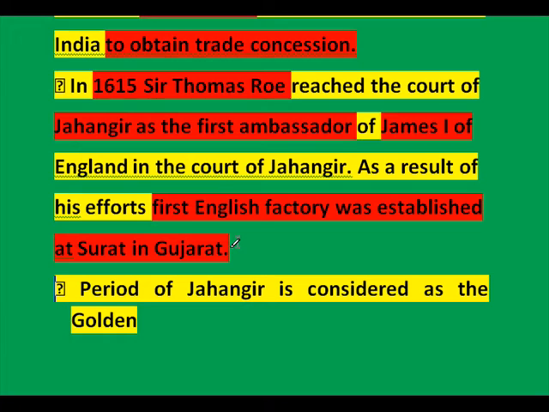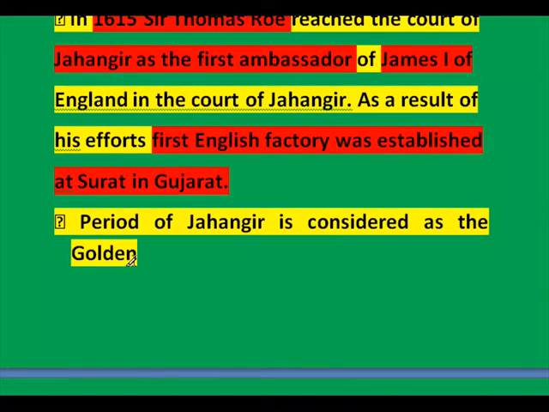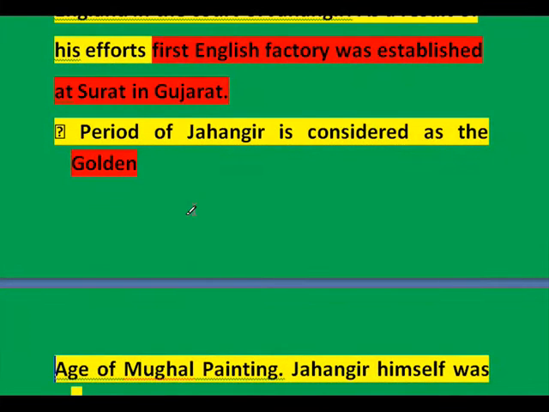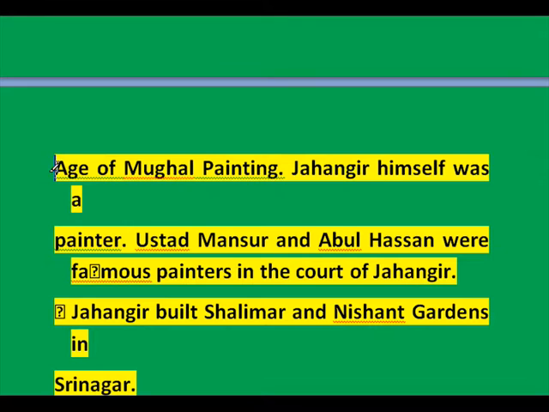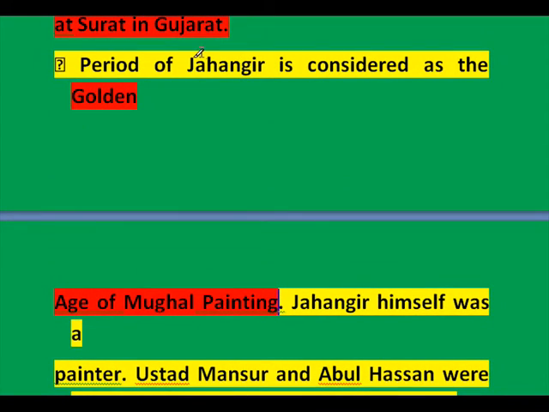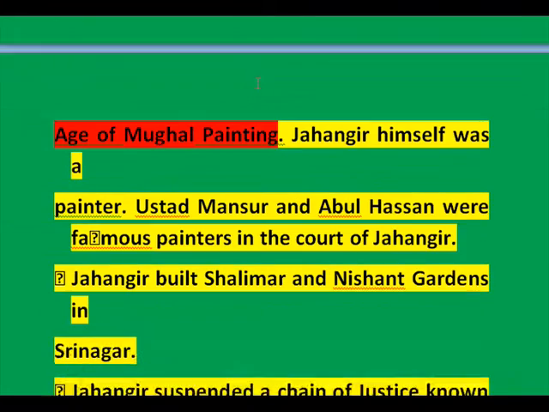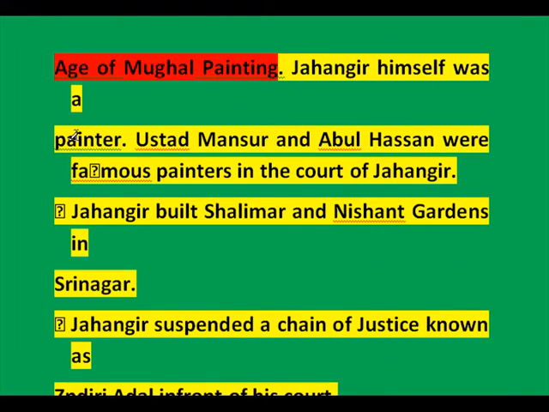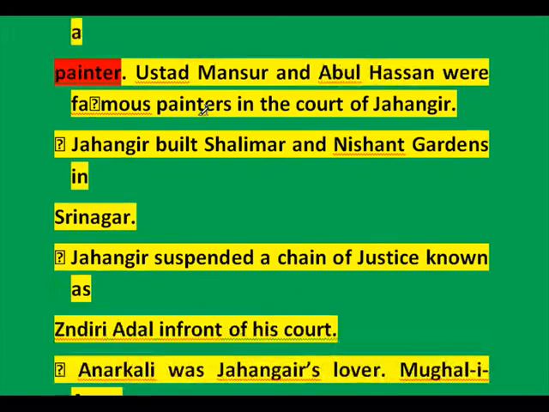Please remember, the period of Jahangir is considered the golden age of Mughal paintings. Jahangir's reign was called the golden age of Mughal painting. Please remember, this is important. Jahangir himself was a painter.